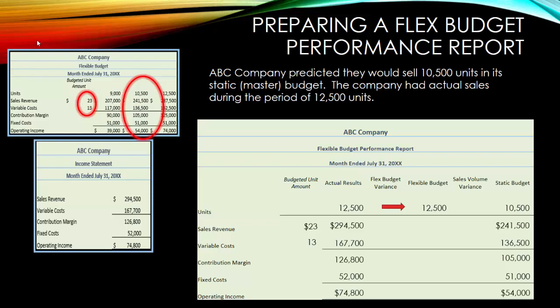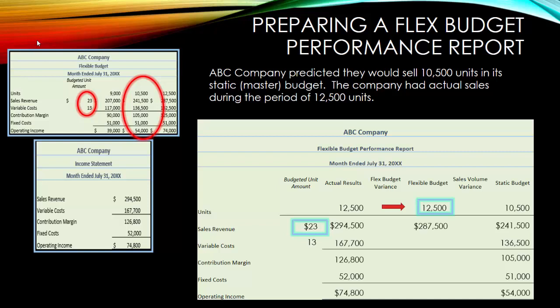Well, to fill in your flex budget column, all you're going to do is take your actual amount of units at the top, that 12,500, and multiply it by your budgeted unit amount. If we sold 12,500 units and we sold them at a price of $23 a piece, that means we should have had sales revenue of $287,500. Same concept for variable cost.